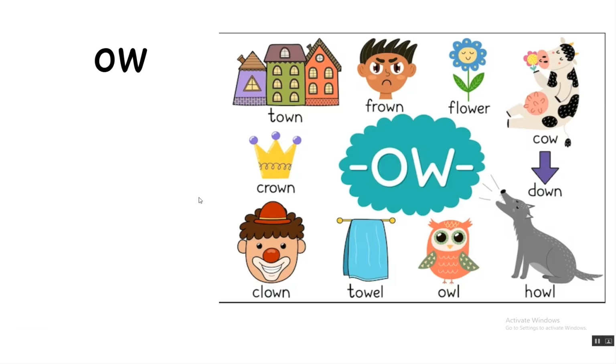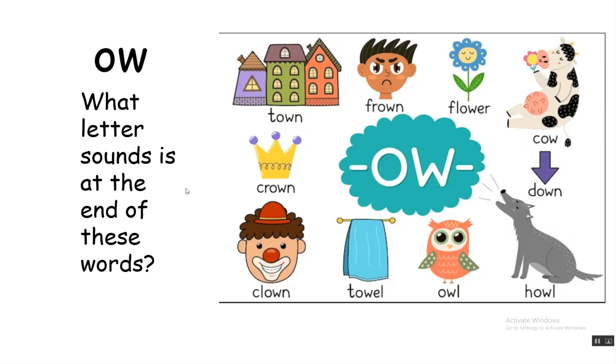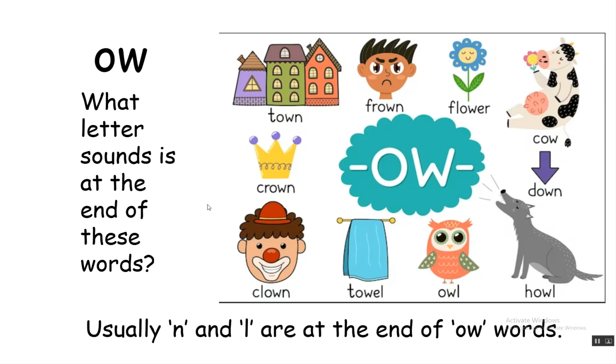Well done if you did read them. I'll read them, maybe then you can repeat. Town, frown, flower, cow, down, howl, owl, owl, clown and crown. Okay, what letter sounds is at the end of these words? So mostly we've got the N or the L. Usually N and L are at the end of OW words. Ow. Let's look at the other spelling.